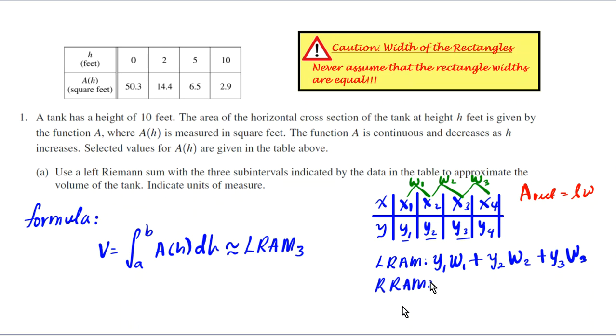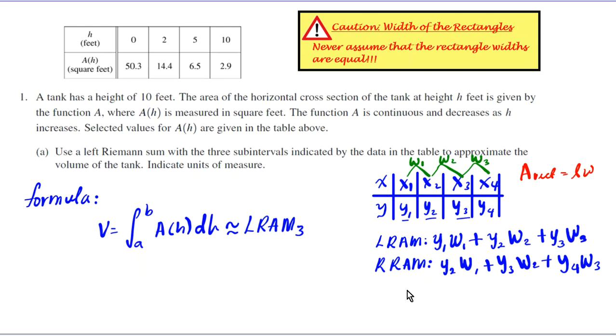The problem doesn't ask for it, but let's just go over it anyway, because you need to know that. If you want to do the right Riemann sum, guess what? What you do for the right Riemann sum is you take all the points to the right of the left endpoint. In that case, you're going to cross out y1 and then you use y2, y3, y4. So let's write down the formula for the right Riemann sum. Instead of y1, you're going to go y2 times w1. The widths basically stay the same. Y3 times w2 plus y4 times w3. That's the right Riemann sum.